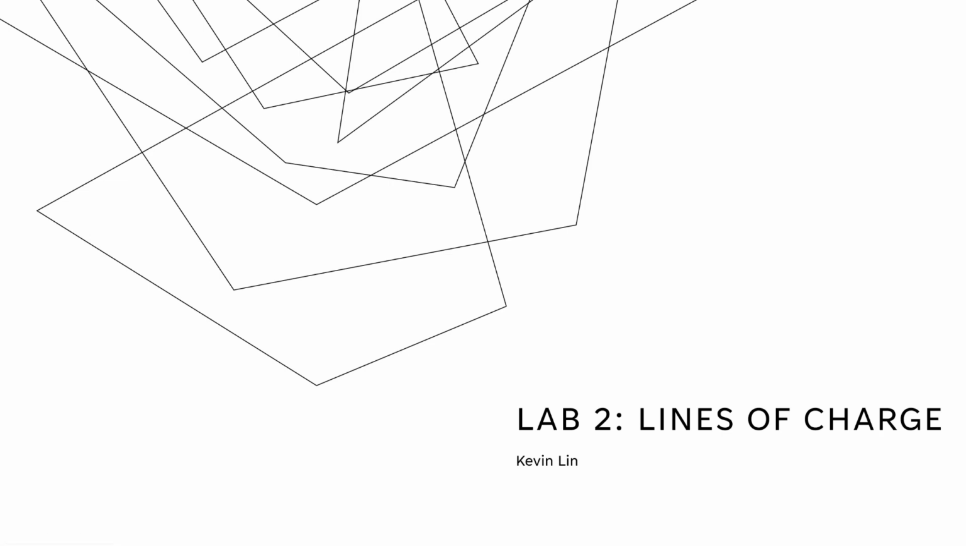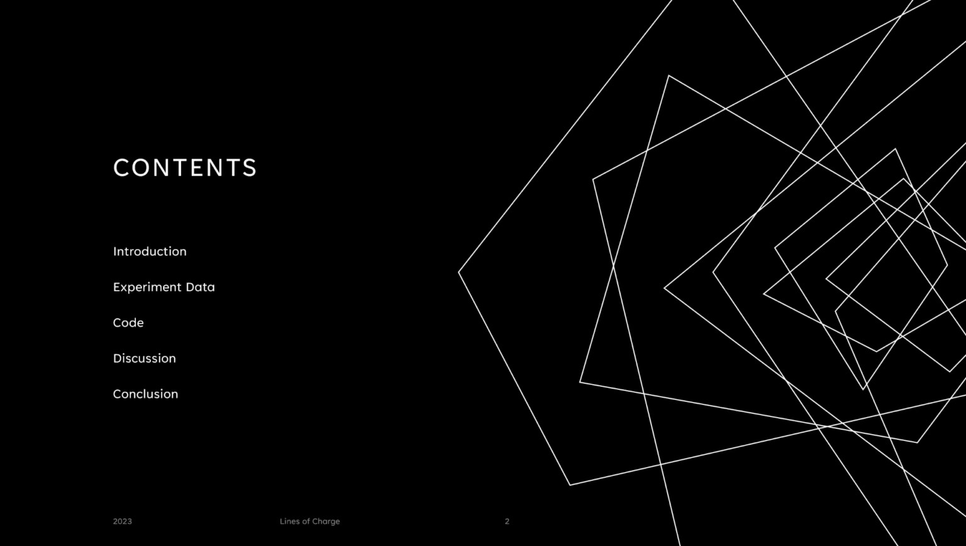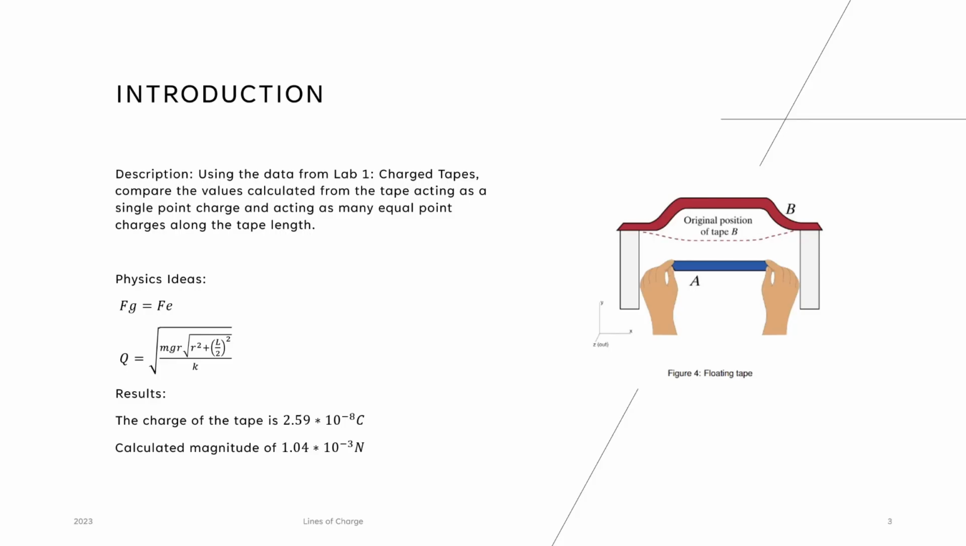This is Lab 2, Lines of Charge. In this lab, we'll be using previous data from Lab 1 charge tapes to find the differences of the tape acting as a single point charge and the tape acting as many equal point charges along the length of the tape.